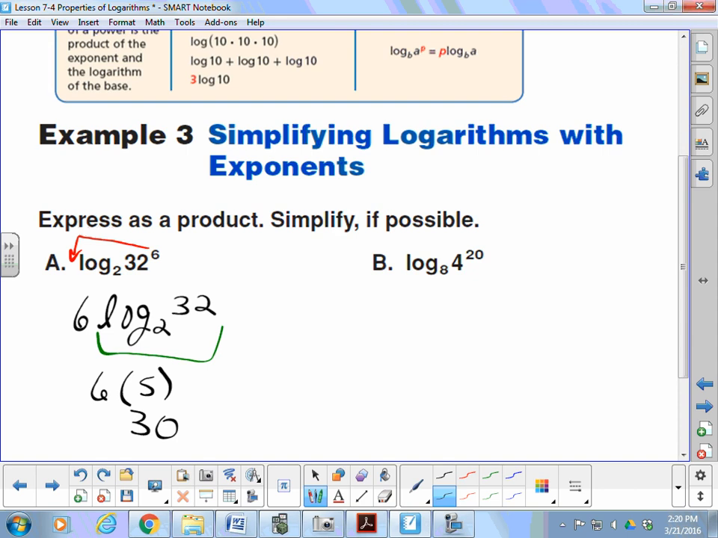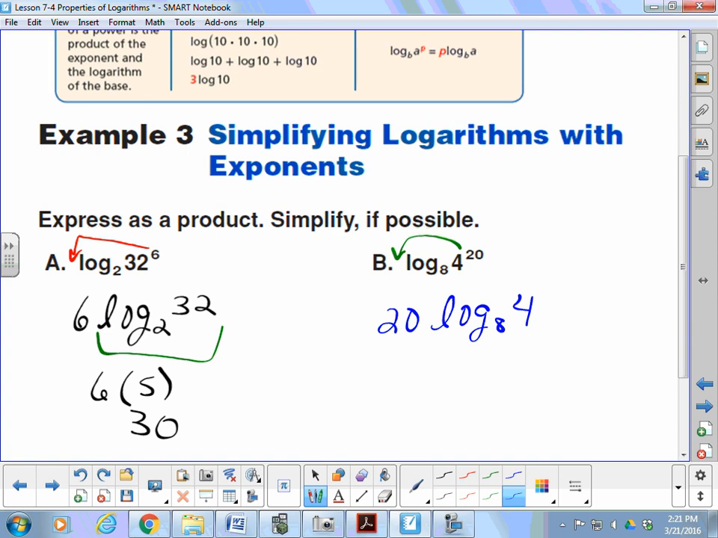we can take that 20 and move it to the front. So we get 20 times the log base 8 of 4. Now, since I can't raise 8 to a power and get 4, actually I can, but it's not so easy. In this case, this would be one where you're probably just going to type it in your calculator to find out what that is. So I'll just take my calculator and do 20 times the log base 8 of 4.